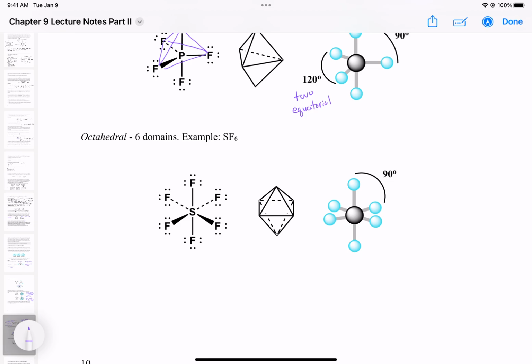And one example is sulfur hexafluoride. And in this case, since there's not enough room for the angles to increase, all the bond angles are 90 degrees apart from each other. Okay, so one example is SF6.